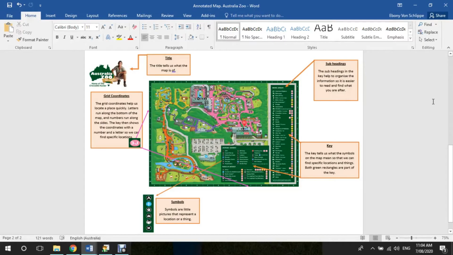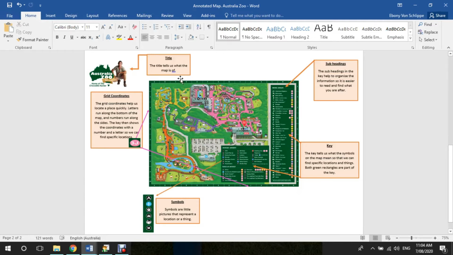So here is a map that I've actually used previously. I visited Australia Zoo at the start of the year, and it's a huge place, and if you're not familiar with it, you need a map to help you get around. This map is quite a complex one. There's lots of different features, and you can see them highlighted with the arrows and the little boxes of information there. So I'm going to talk you through the different parts of a map. Not all maps have these features, but these are the features that are quite common across lots of different maps. Depending on the purpose of the map, they may not have all of the features at once.